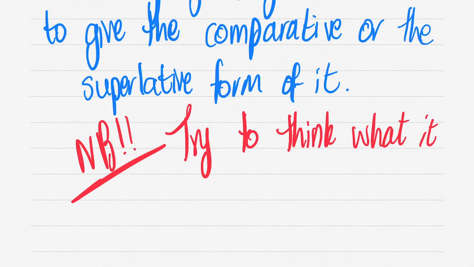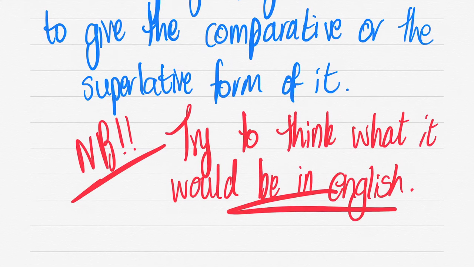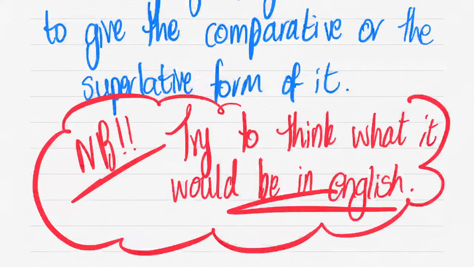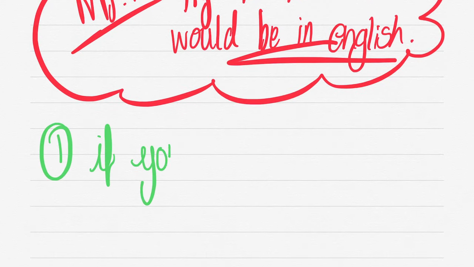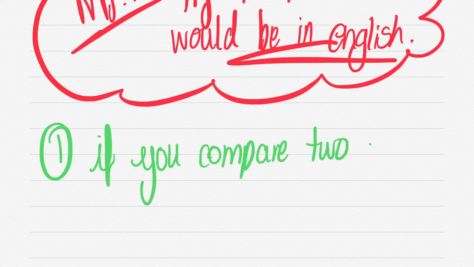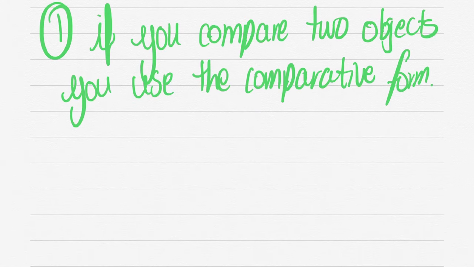So nota bene, try to think what it would be like in English, because it's much the same in Afrikaans. Obviously not the words, but very much the same. Right, should we explain? If you compare two different objects, you use the comparative because you're comparing. Easy so far. So you've got the comparative form for two different objects.